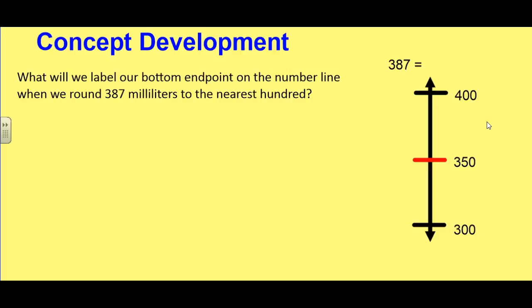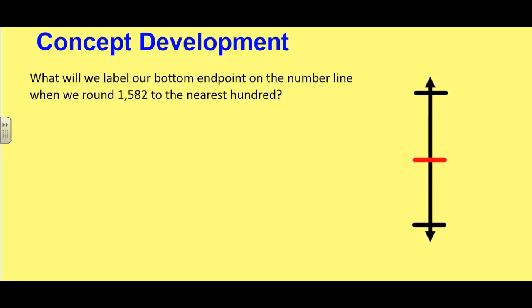So now we need to put where 387 goes on our number line. We know that 387 is more than 350. If I were to count by tens, this would probably be 360, 370, 380. So somewhere right in here would probably be 387. So we're going to put that on our number line. And that shows us that 387 is closer to 400 than it was 300. So 387, when you round it to the nearest 100, rounds to 400.